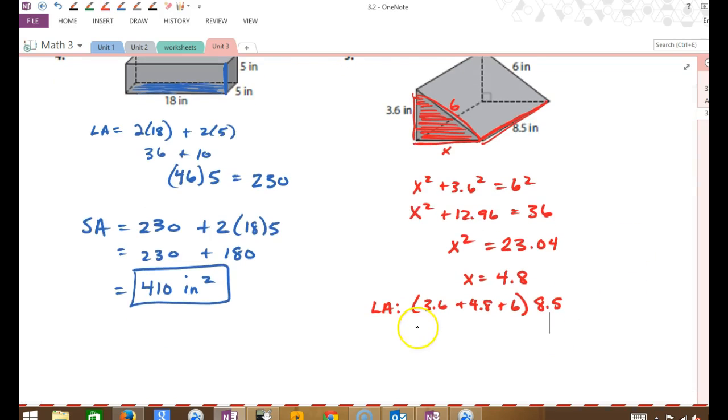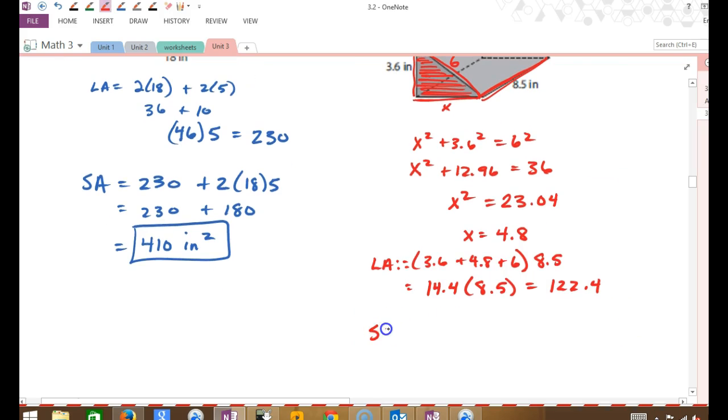So let's see. 3.6 plus 4.8 is 8.4, plus 6. So 8 and 4 is what? 14.4. What's 14.4 times 8.5? 198. No, I'm just kidding. It's not even close. 122.4.